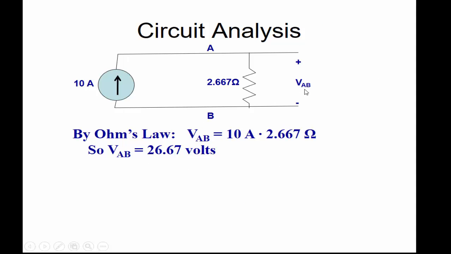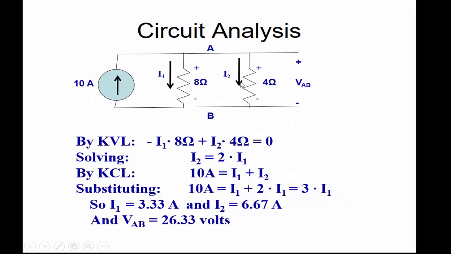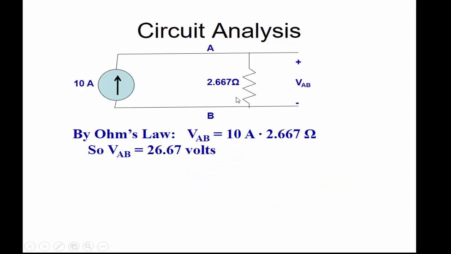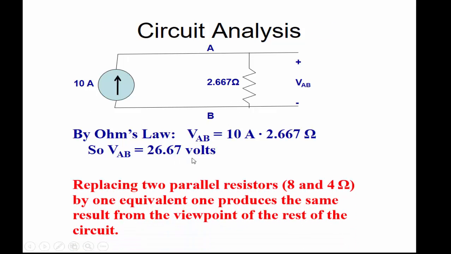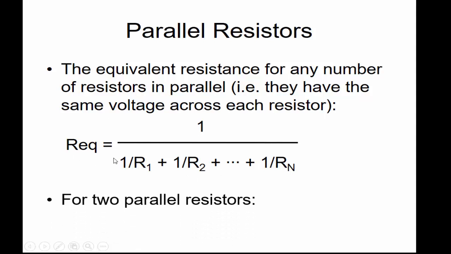Real quickly, let me show you. For example, this is the equivalent resistance. How did we get it? If you multiply 8 times 4 divided by 8 plus 4, you get 2.667. And if you multiply 2.67 times 10, you get VAB. This is how we add resistors in parallel, and you've seen all of this. That's the parallel resistors formula.